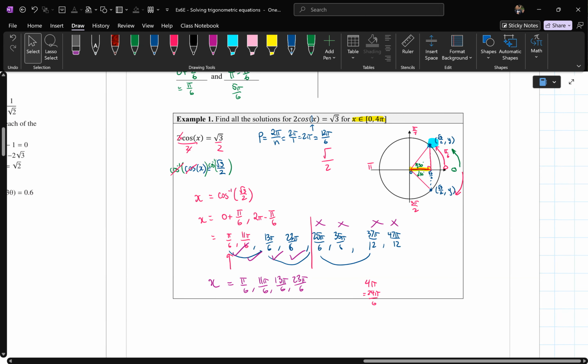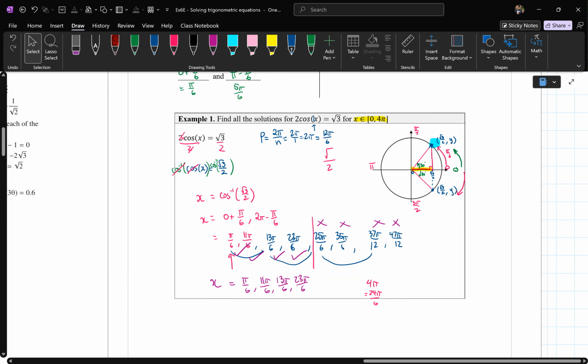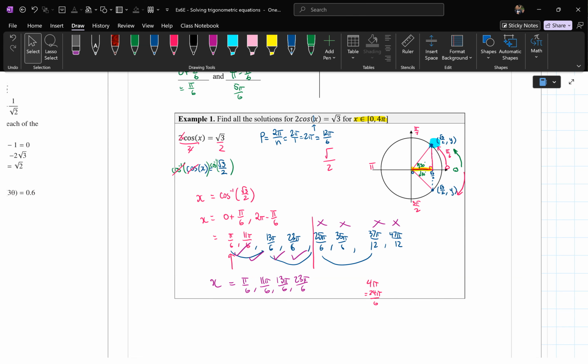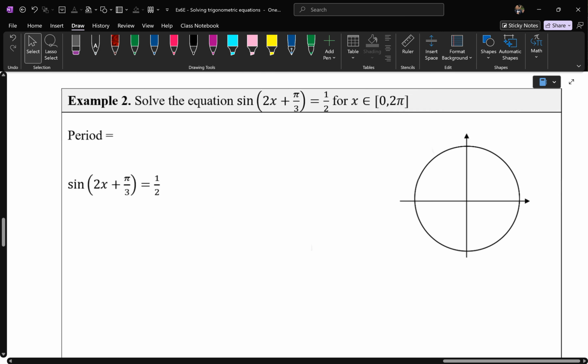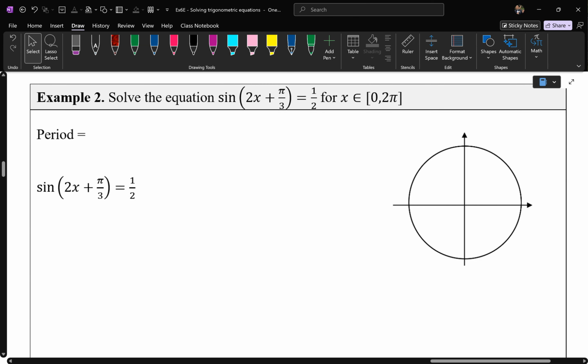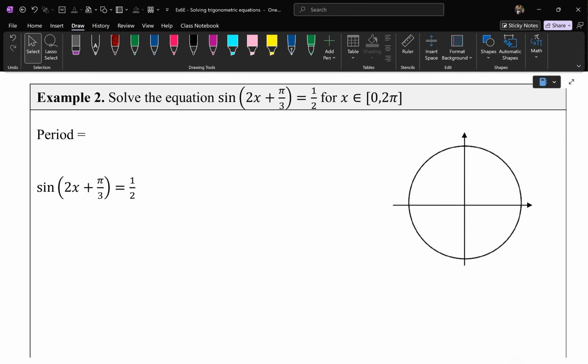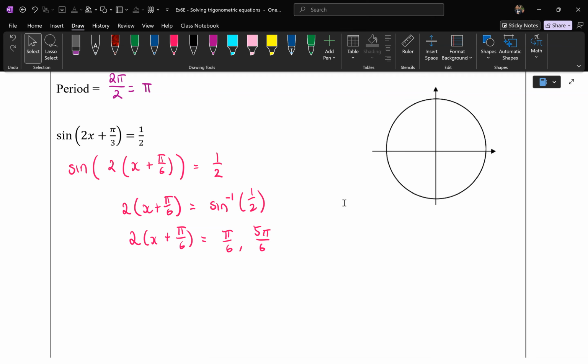I'm going to pause the video and I want you to have a go with the next example. Same style, come up with your own strategy, or you can use my strategy. Find first 2 solutions and then use the period if you like, or you come up with your own. I don't care how, but you have to get the right answer. All right, here we go. Try this one now. So this one has a dilation factor and a translation. Get this one right.